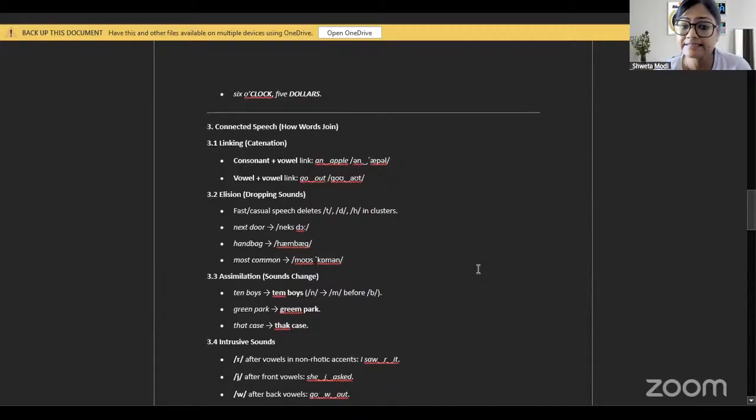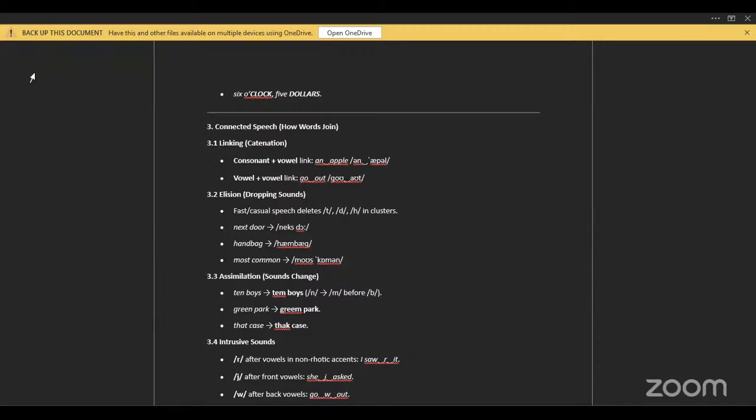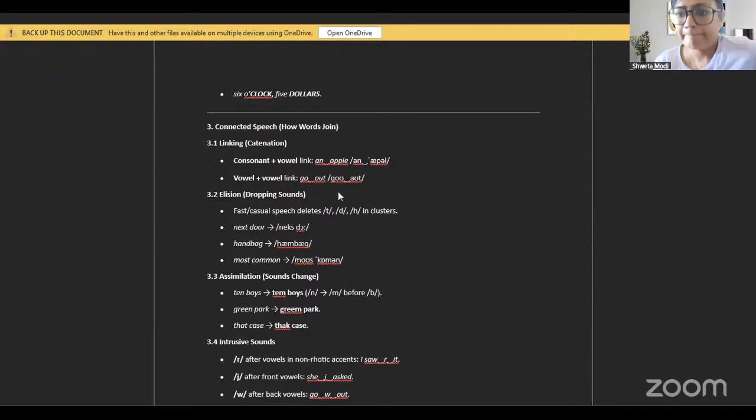Now, connected speech. When you have a linking, if you see here, there's a consonant and a vowel link. Okay, so like an apple, we are linking an apple. So there's no gap between an and apple. When this happens, this is called catenation. When does it happen? When you have a consonant and a word which is starting with a vowel. So apple, a is a vowel sound. So an apple. You say it straight. You link it. Go out.